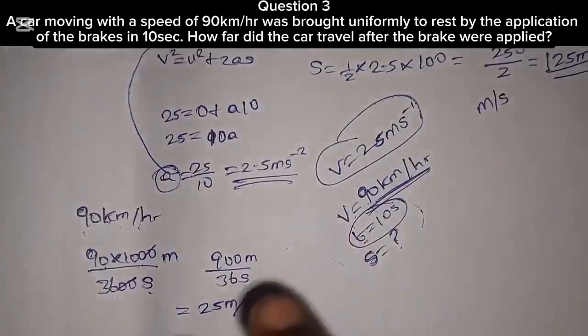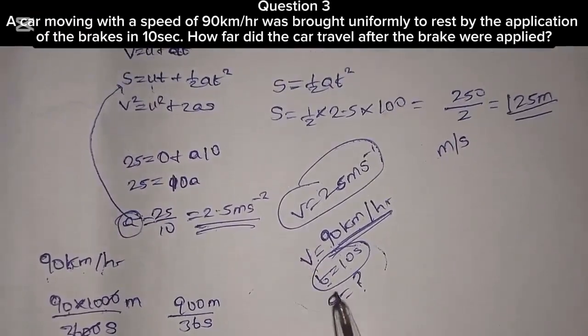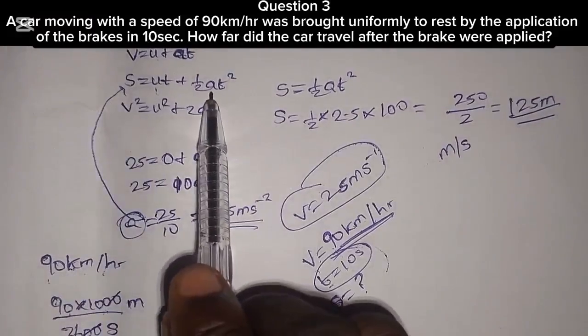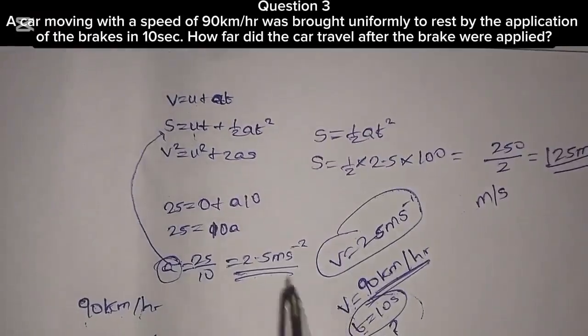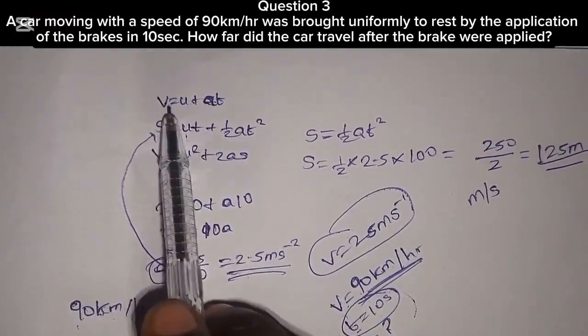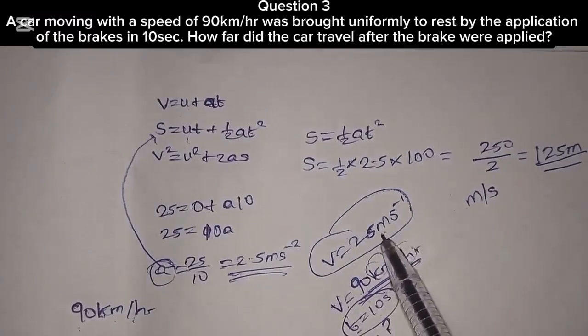Now let me just summarize everything. They gave us speed, they gave us time, and they say we should look for displacement. We cannot easily look for displacement without looking for acceleration first. So we need to make use of velocity and time to look for the acceleration. Remember, before we do that, we have to convert the kilometers per hour to meters per second.